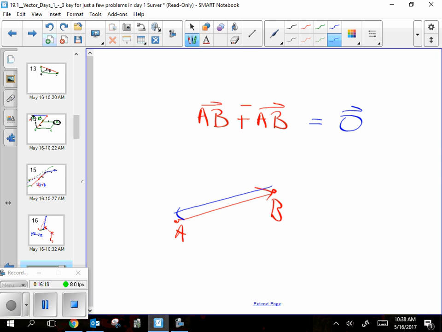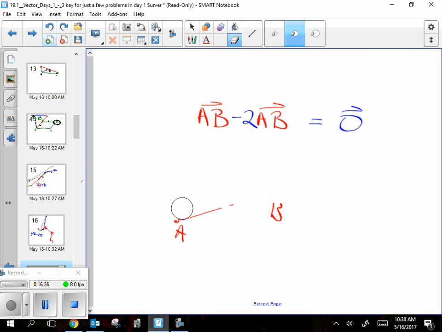Now, what if I did AB minus 2AB? I don't even know what the A and B look like. Again, you could be drawing them in a lot of different ways, but the answer would be something you could define. You wouldn't have to have a picture to do this.